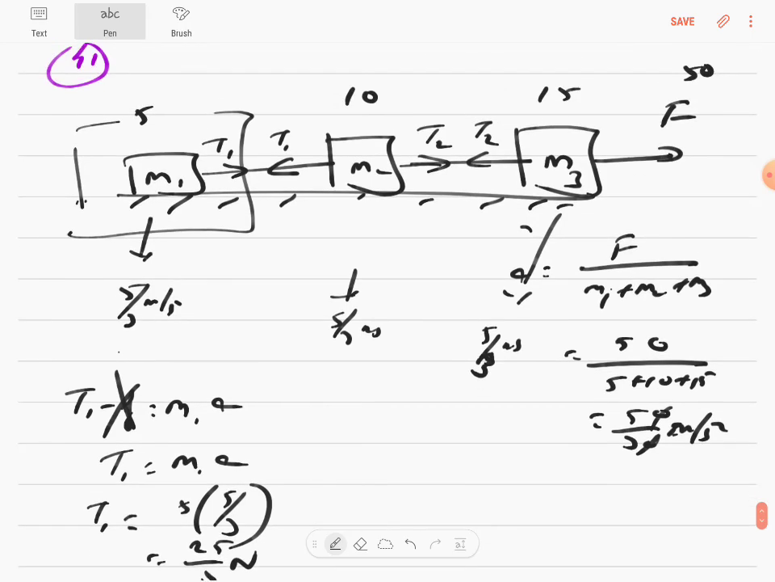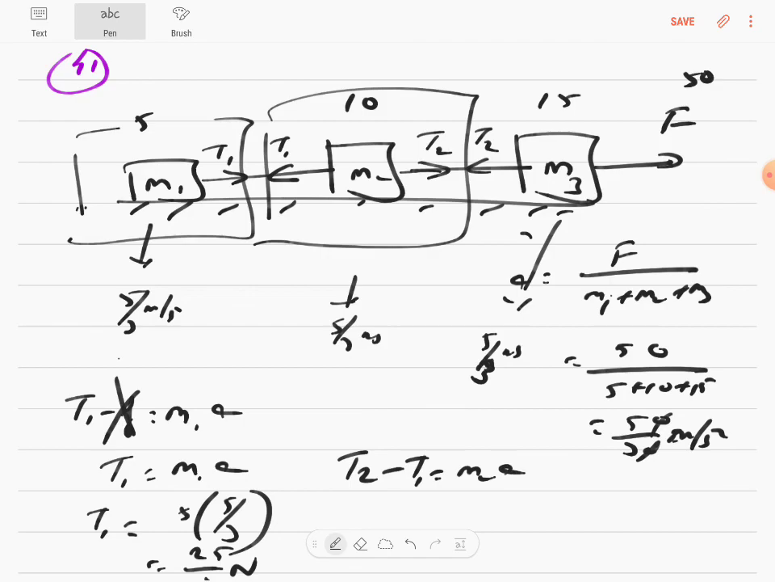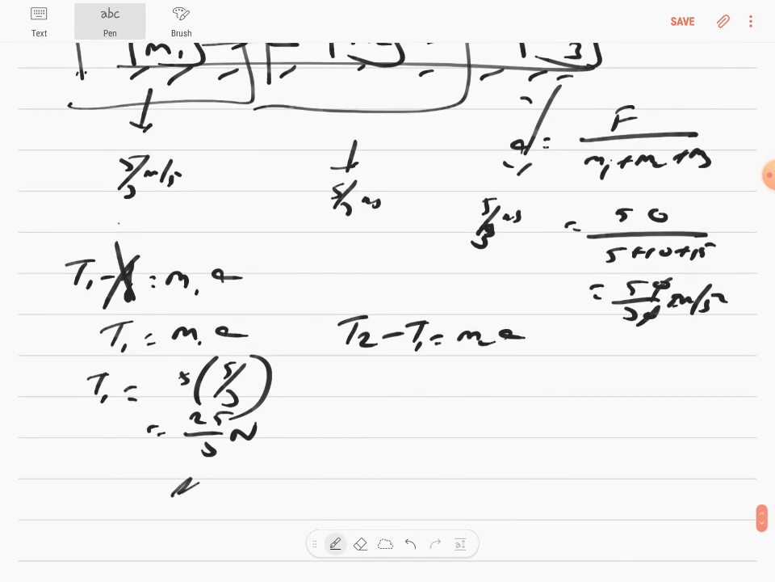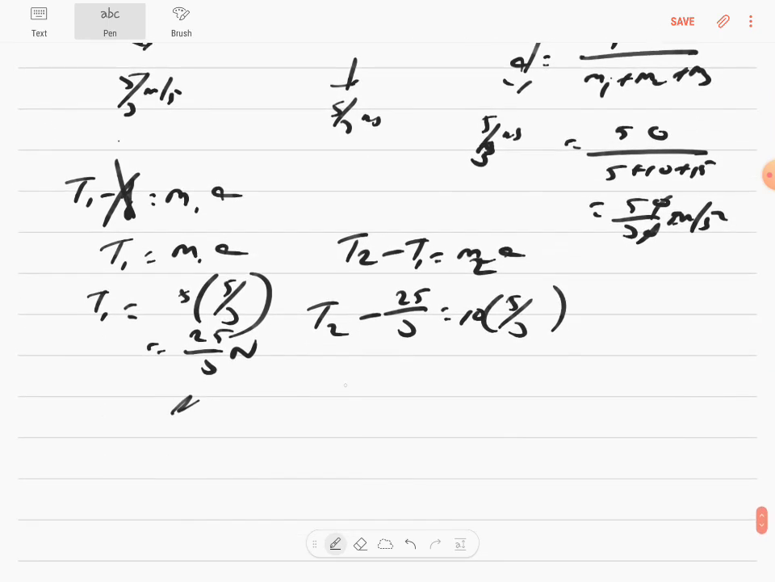Now you take this, you know the acceleration of M2, and here you see T2 minus T1 is equal to M2 into A. You have to take this free body diagram; that will be slightly different. T2 minus T1 is equal to M2 into A. We already know T1 is 25 by 3, and M2's mass is 10 into A, which is 5 by 3. Thus T2 is equal to 50 by 3 plus 25 by 3, and thus you can find the tension in this.